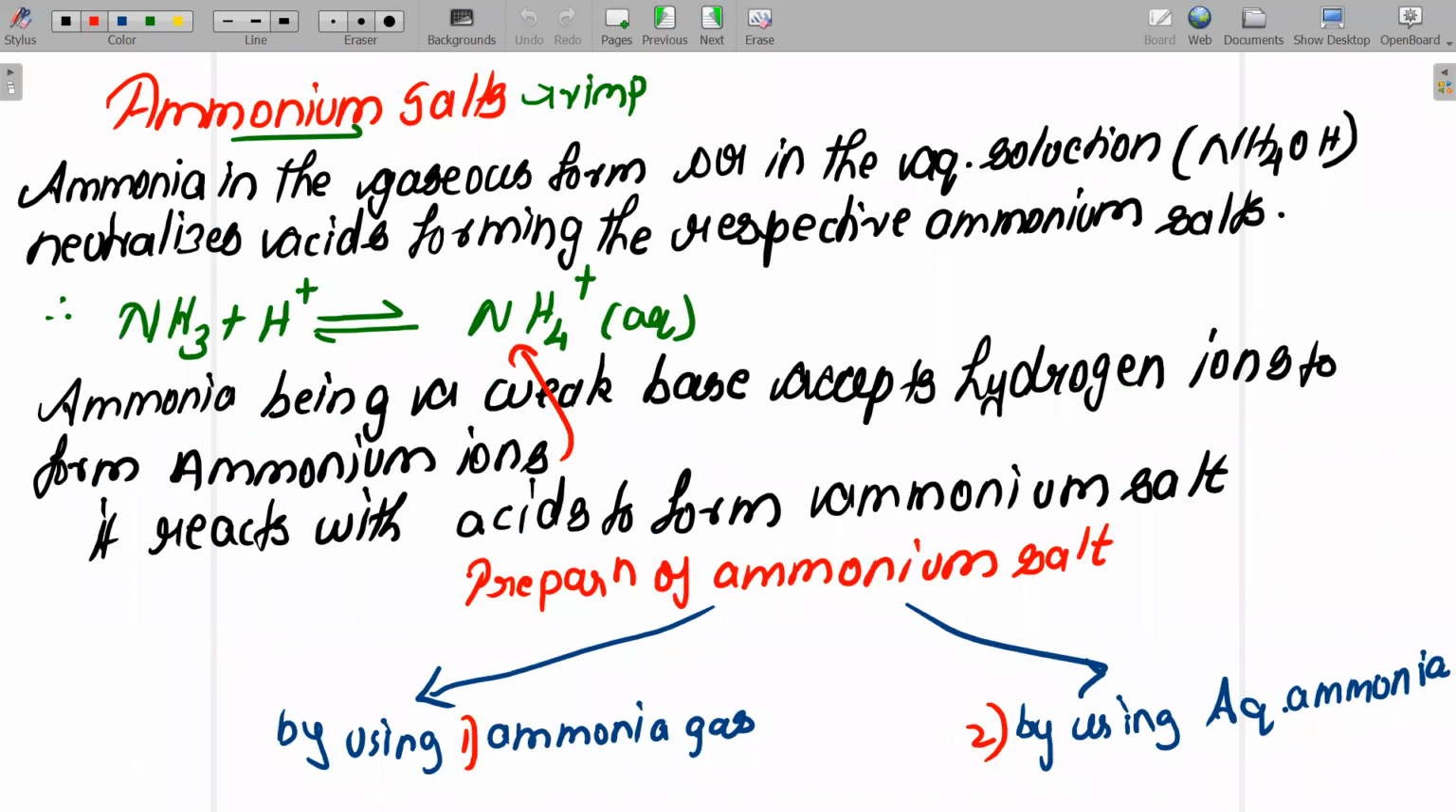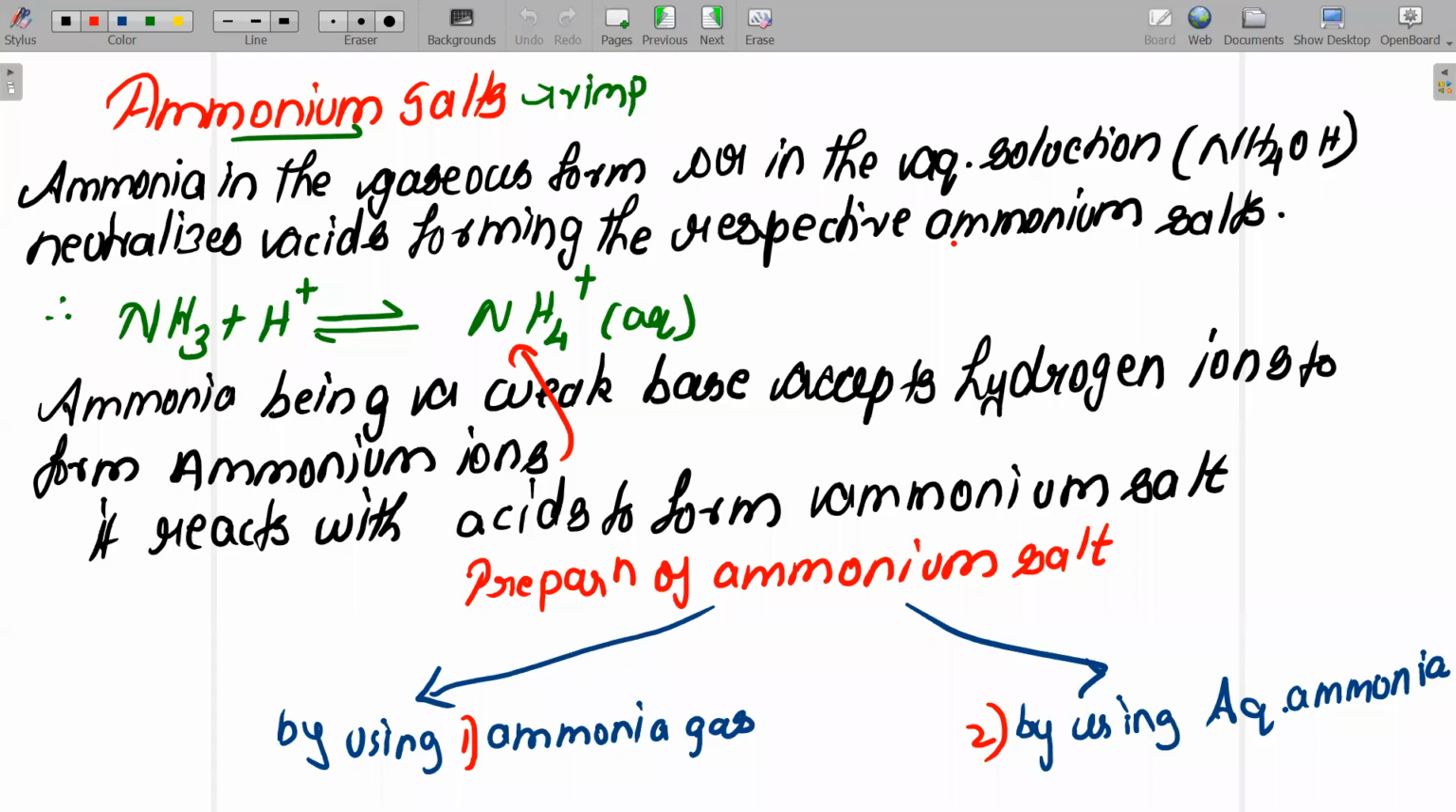Now, ammonium salt. This concept we will discuss now. Please read this, children. Now, we are going to discuss ammonium salts. Children, what do you mean by ammonium salt? A very important concept. I hope your exams ask this question, right?